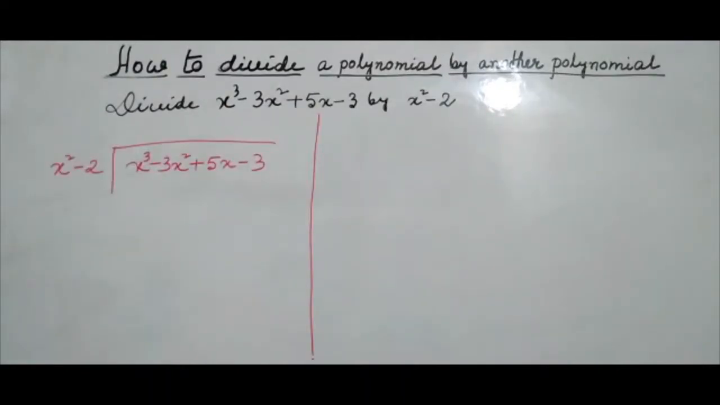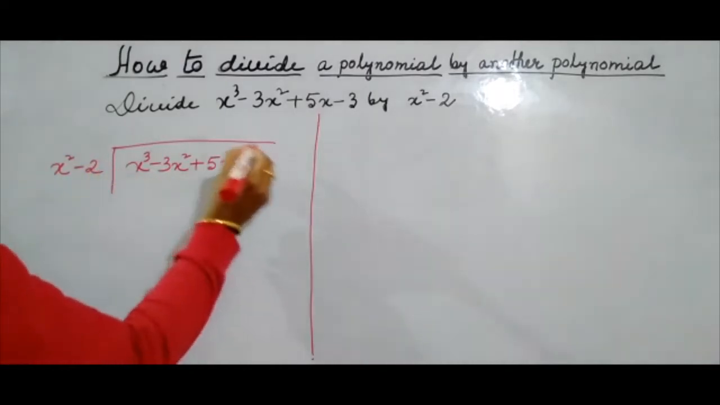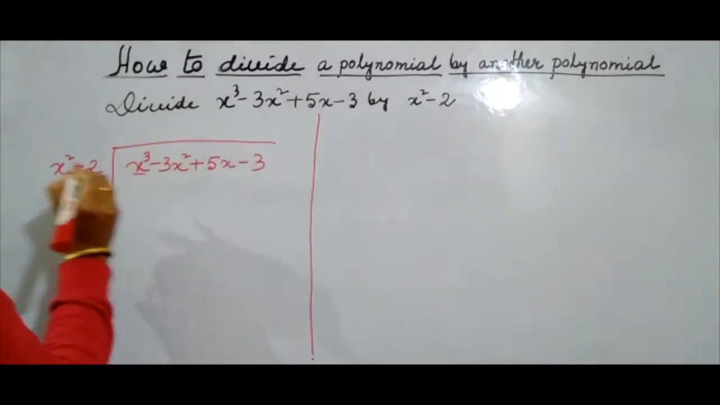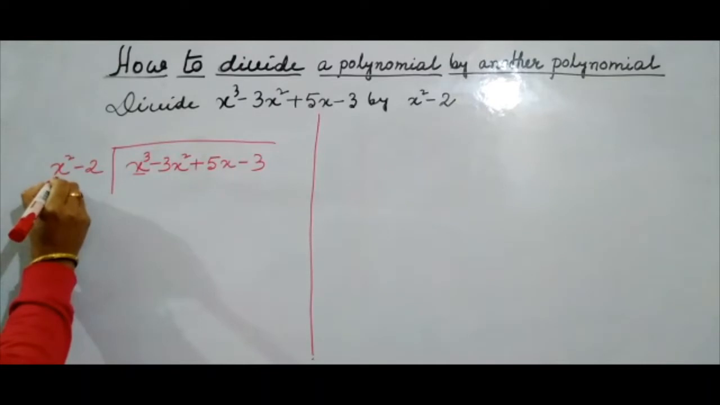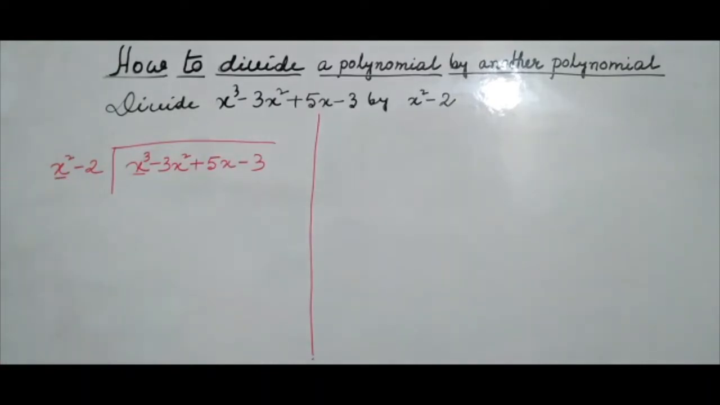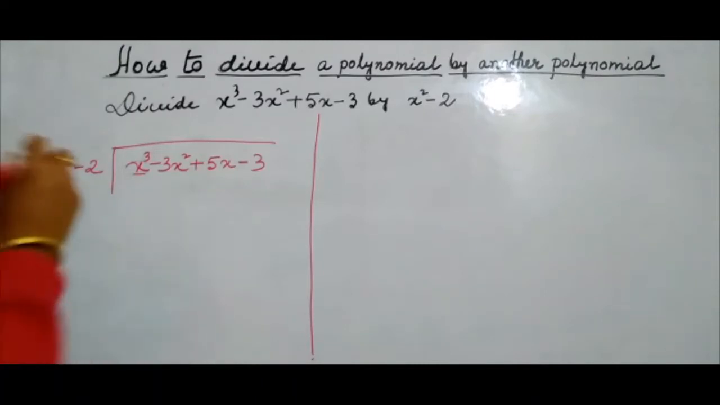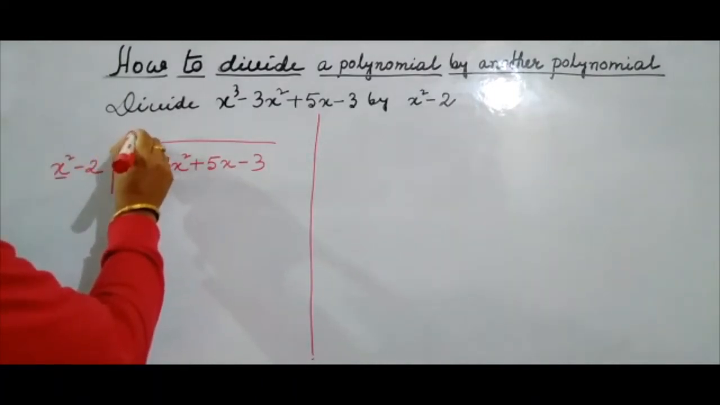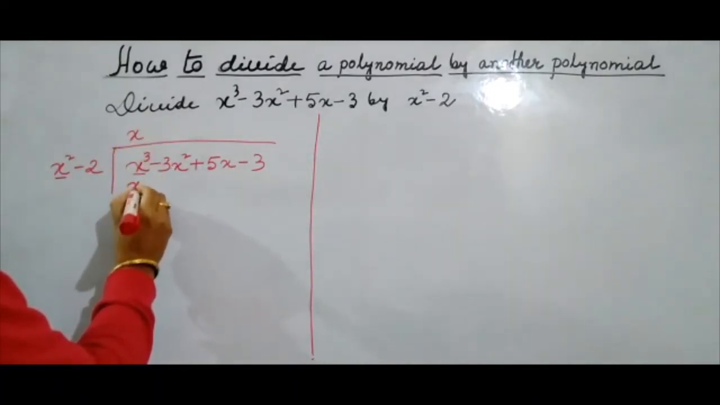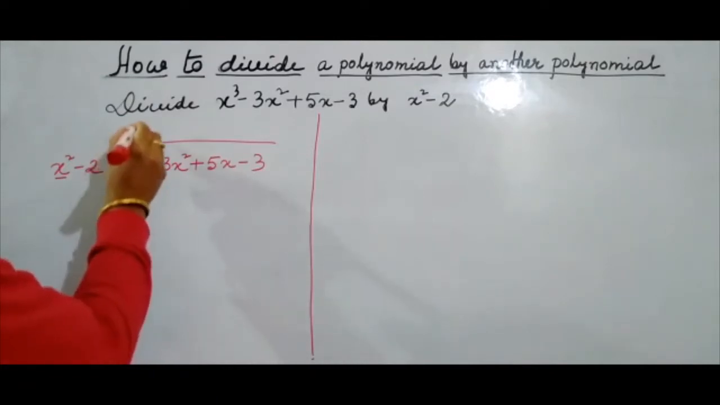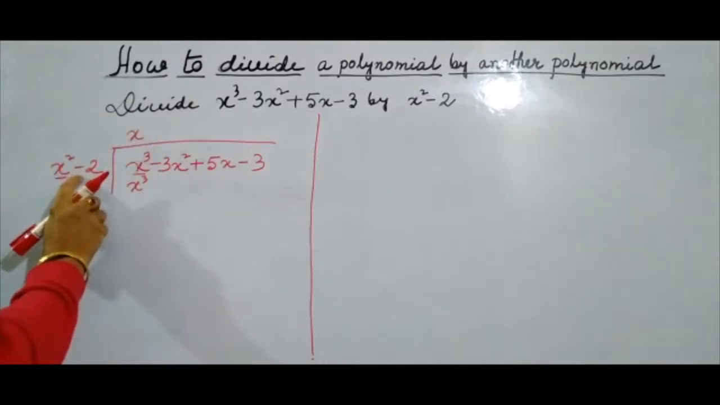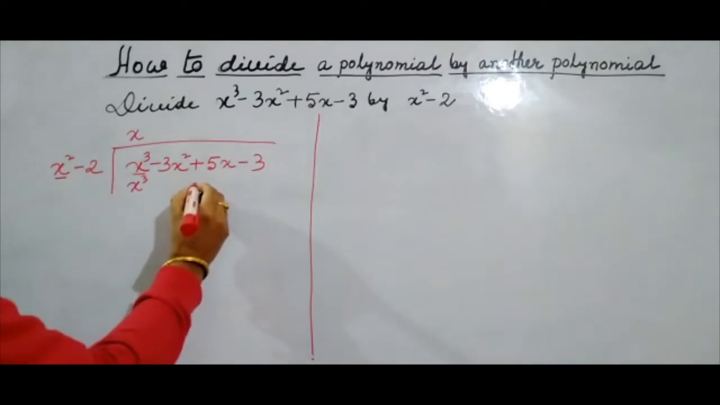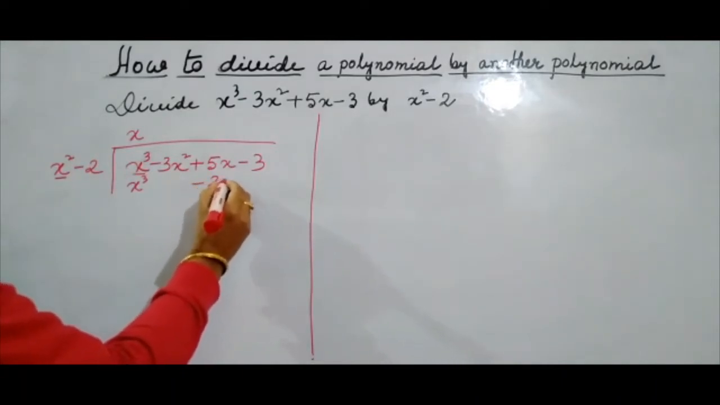So here you just see, the first term in the dividend is x cube and the first term in the divisor is x square. Now to get x cube, we have to multiply x square by x. Then it will be x cube. And this x we have to multiply by minus 2. Then we'll get minus twice x.